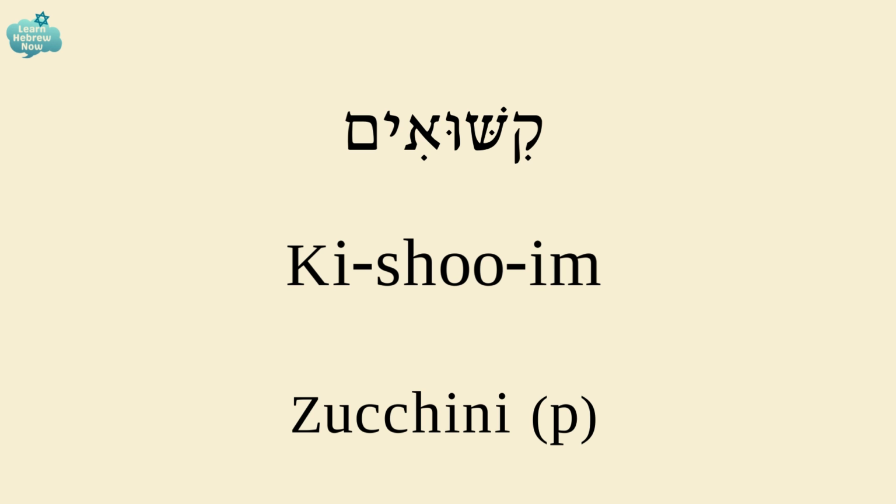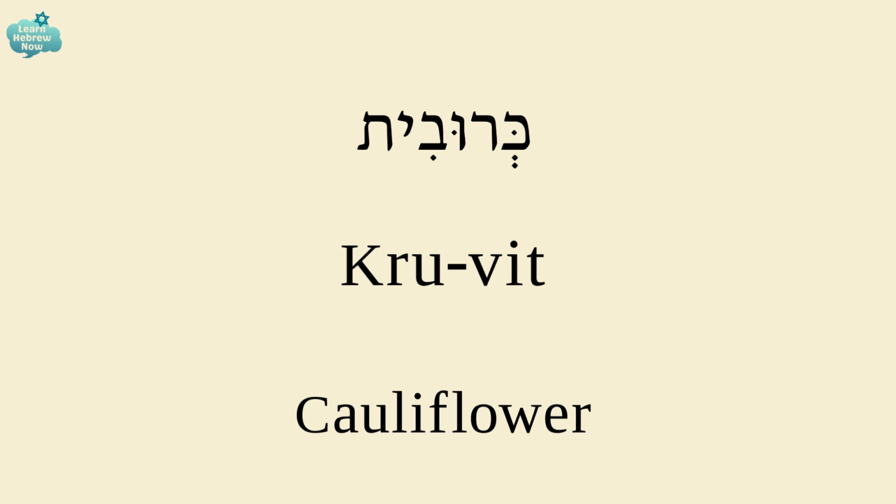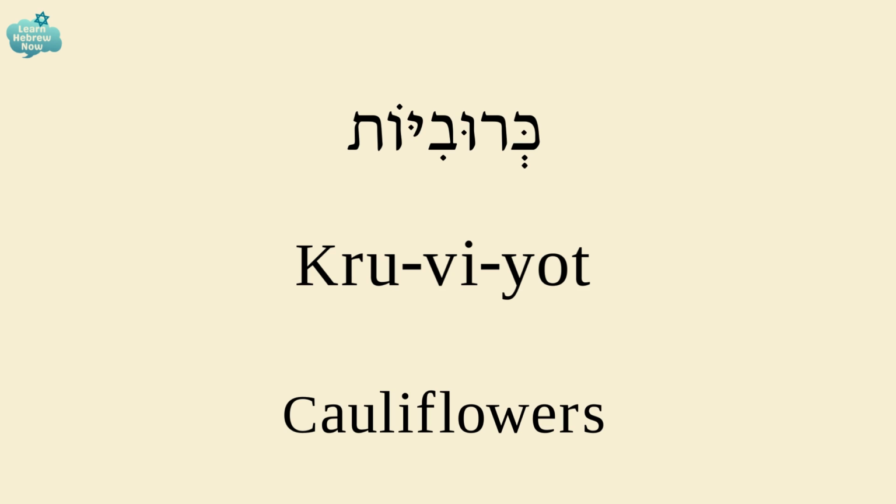קישואים. A cauliflower is כרובית. כרובית. And cauliflowers are כרוביות.